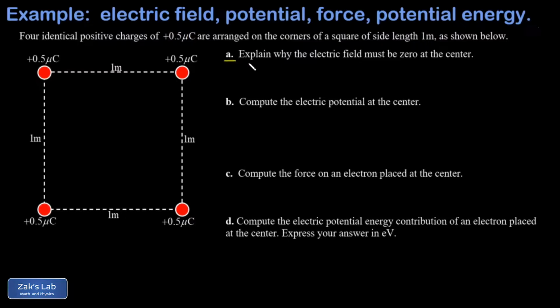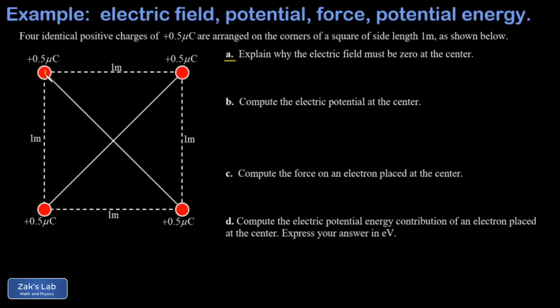In part A, we want to explain why the electric field must be 0 at the center of this configuration. So when we go to the center of the configuration, our electric field contributions come from 4 different places. We simply add the contributions from each of these point charges. And what I mean by adding them is they add vectorially.